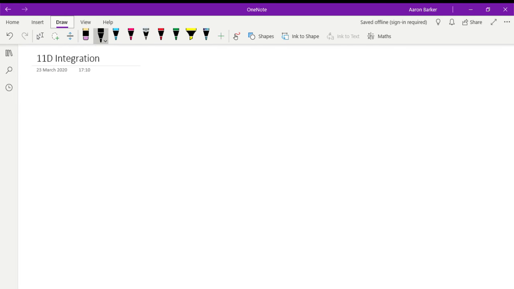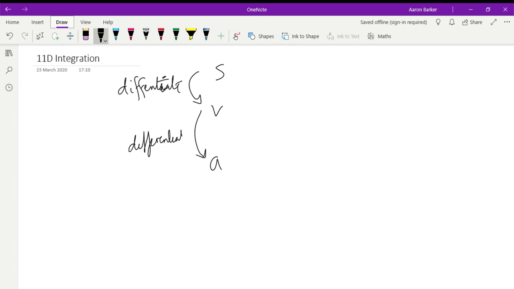So we already know that to go from displacement to velocity, we're going to differentiate. And likewise, to go from velocity to acceleration, we're going to differentiate. And as we learned in pure, the opposite of differentiation is integration. So to go from acceleration to velocity, we need to integrate, and to go from velocity to displacement, we'll need to integrate.